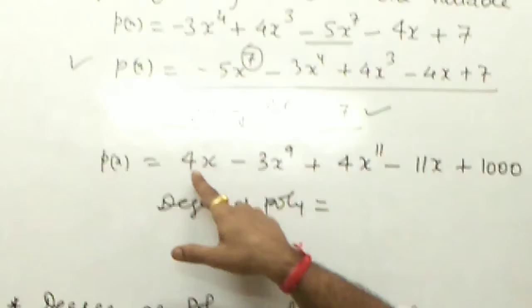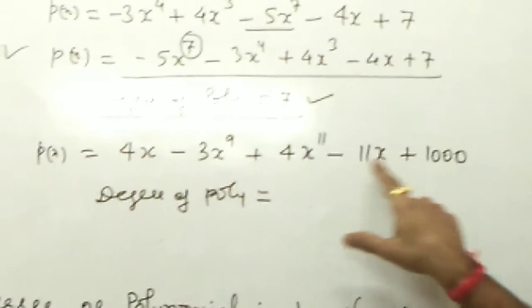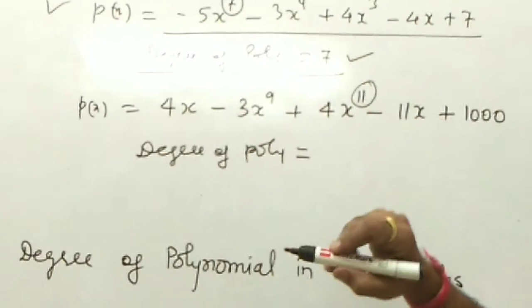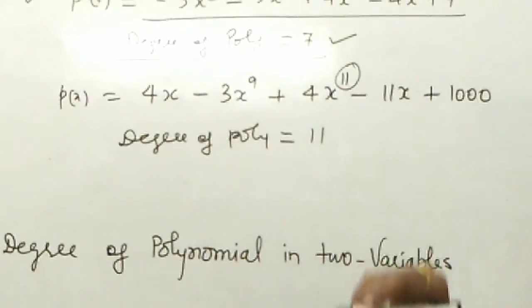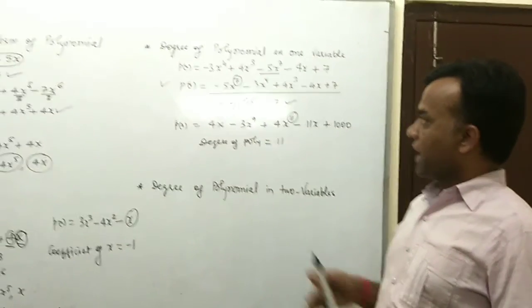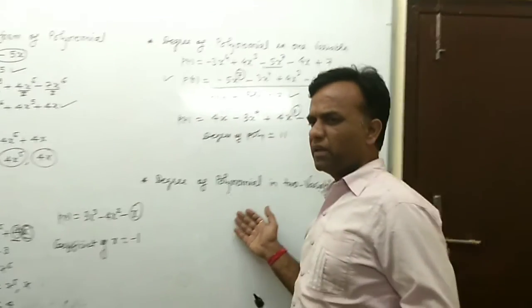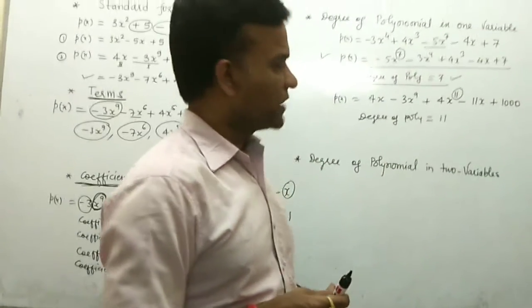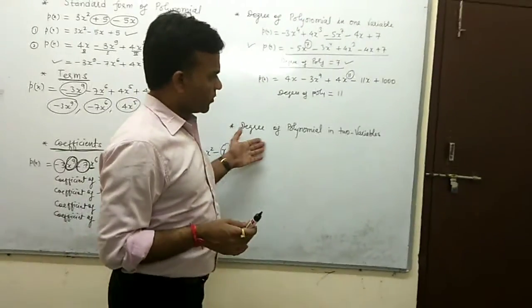So you check all the terms, and then find out the highest degree. 11 is the highest degree. So your answer is 11. So in this way you find the degree of a polynomial. And now one more question, it may or may not be in the syllabus, but here in the introductory part we explain it. So this is also important.